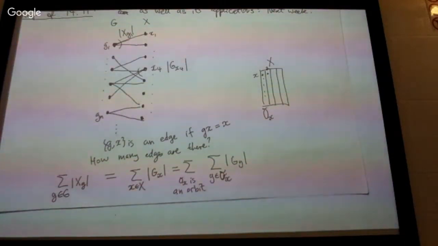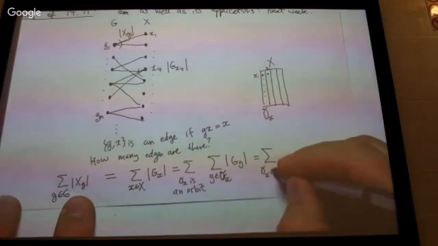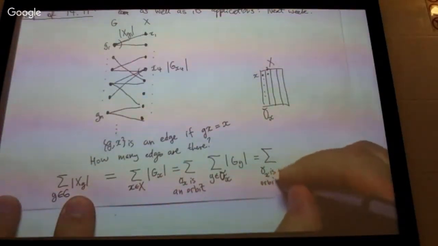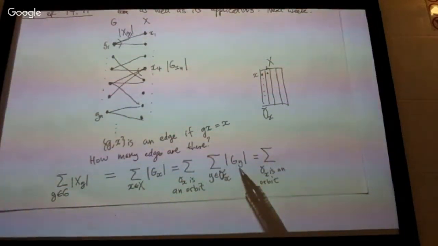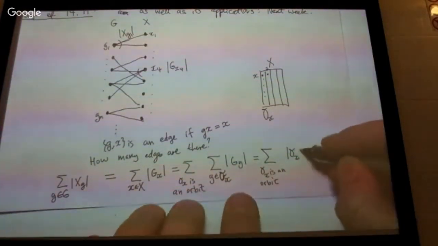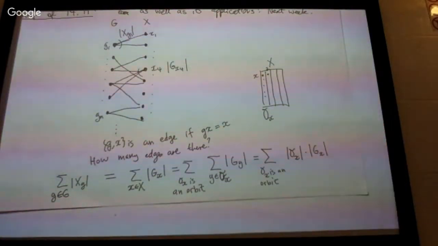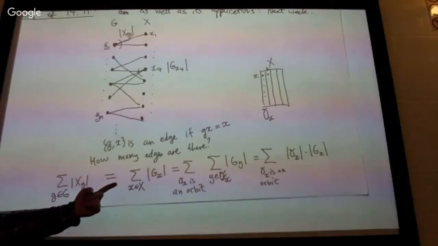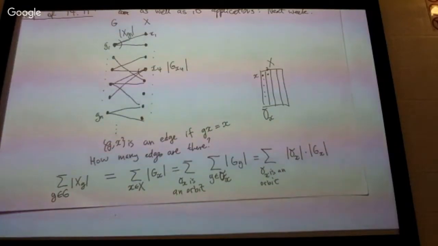Okay. So now, what are we doing? Well, OX stays. But now we know that these GYs for the elements of the same orbit are all the same. So we can rewrite it like this: adding the same number OX-size of times, so I get the size of OX times that number.